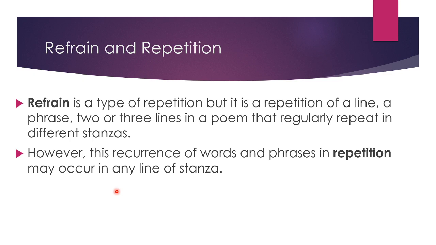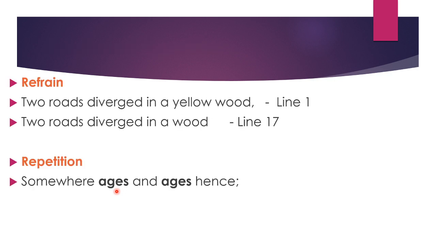So I'll give you examples and then you will understand. Like here, refrain: "Two roads diverged in a yellow wood." This is the first line of the poem. Again, "two roads diverged in a wood." This is the 17th line of the poem. So this is refrain. We won't call this repetition. One or two words changed here and there in a refrain are okay. It is for poetic rhythm. And repetition, here you can see somewhere, "ages and ages hence." This word is repeating within the same line. So this is repetition. So carefully understand the difference.